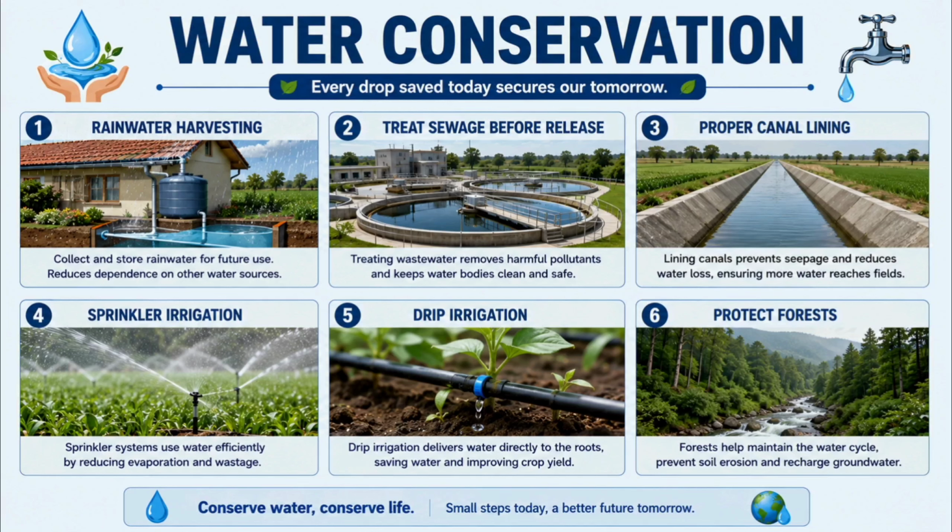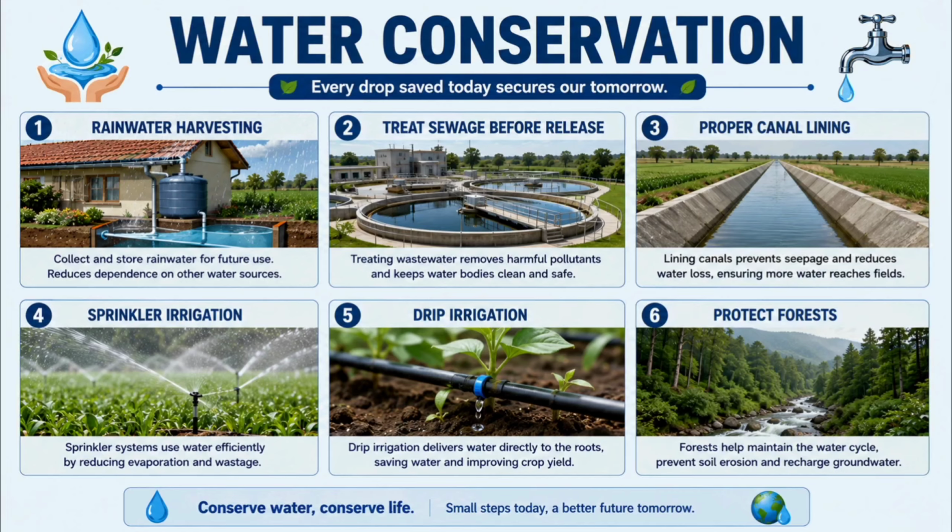Water conservation. Rainwater harvesting: collect and store rainwater for the future, which reduces dependence on other water sources. Treat sewage before release: treating wastewater removes harmful pollutants and keeps water bodies clean and safe. Proper canal lining: lining canals prevents seepage and reduces water loss, ensuring more water reaches fields.